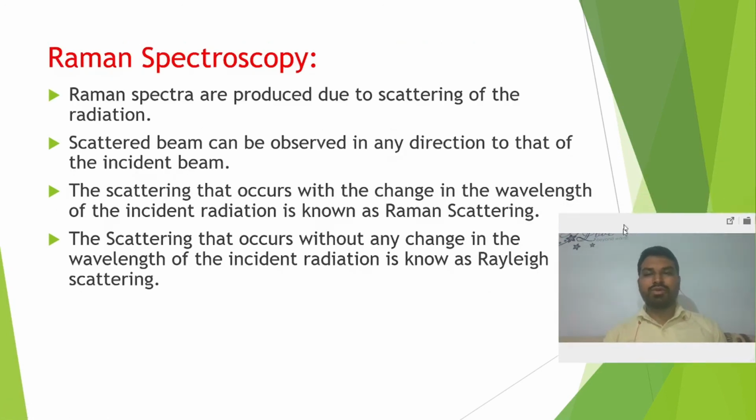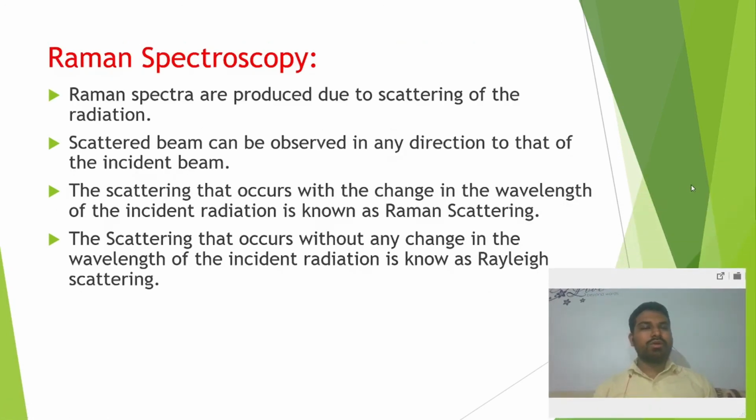Now, Raman spectroscopy. Raman spectra are produced due to scattering of radiation. The scattered beam can be observed in any direction relative to the incidence beam. The scattering that occurs with a change in the wavelength of the incident radiation is known as Raman scattering. The scattering that occurs without any change in the wavelength of incident radiation is known as Rayleigh scattering.